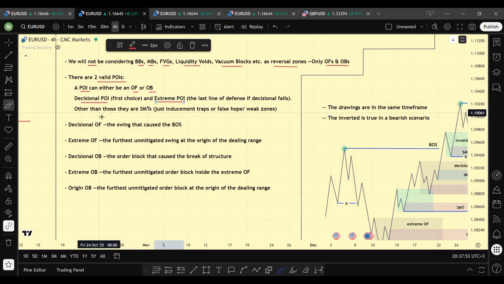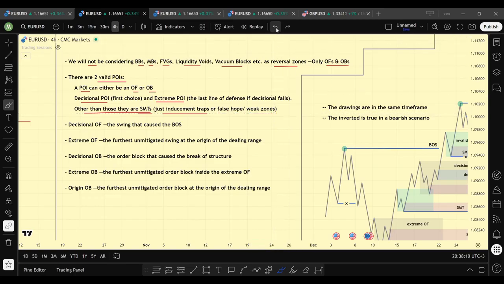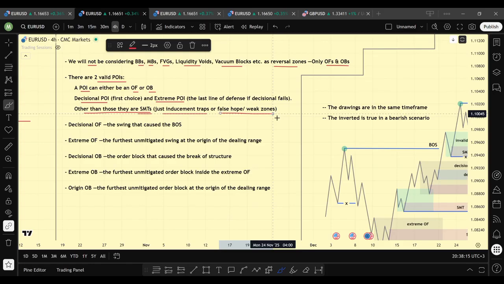So other than those two, there are SMTs. SMTs are just weak zones, trap zones. These are just inducement traps. They're there to lure the early buyers and the early sellers. They are false hope or weak zones. We cannot rely on them to take trades. Even if we see a reaction from there, we will not be taking that trade, because it is there to lure the early sellers, or price will just make a minor reaction and then later invalidate it.